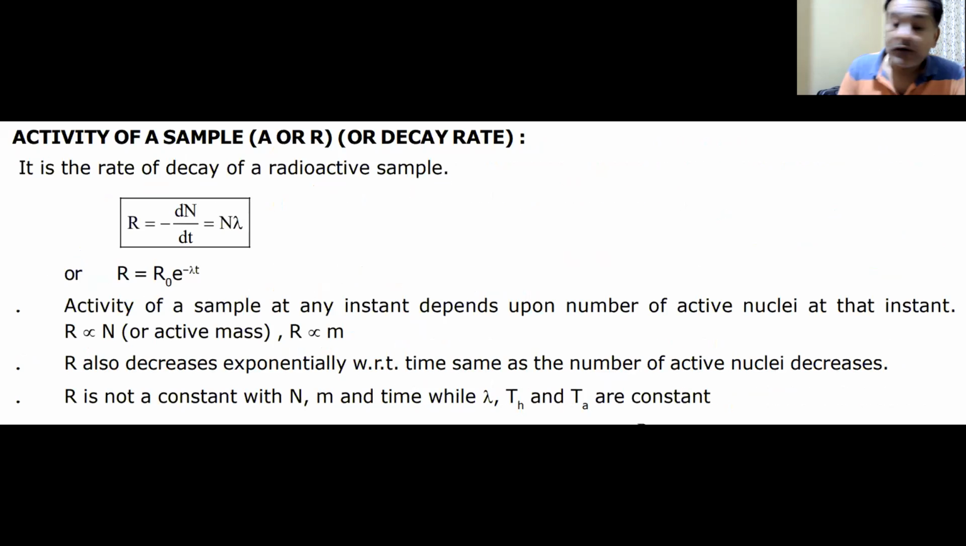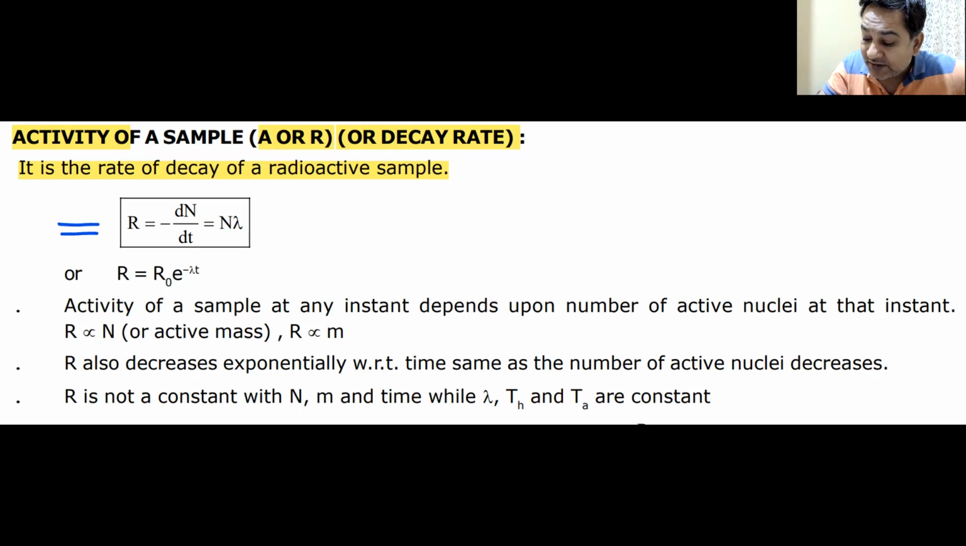Activity of a sample. What do you mean by activity of a sample? Sometimes this activity of the sample is also known as its decay rate. We understand the terms activity and decay rate stand for one and the same thing. What is this activity or decay rate? It is the rate at which the radioactive sample is decaying. You can denote it by A standing for activity, or by R standing for rate.